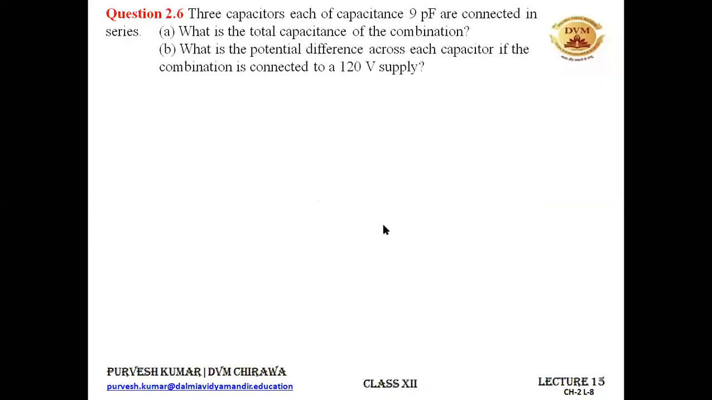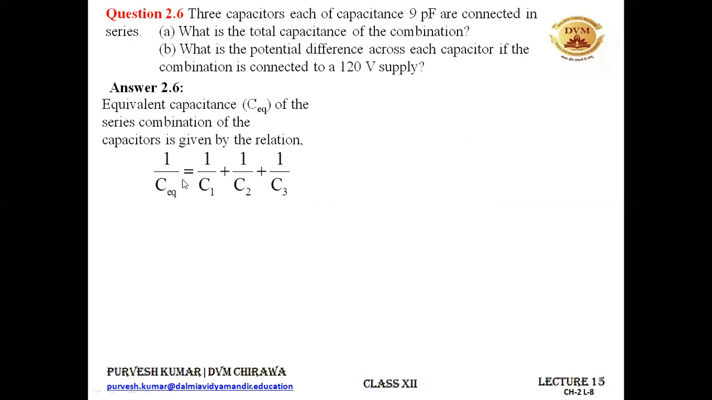So this is our question number 6. It says 3 capacitors, each of capacitance 9 picofarad, are connected in series. We need to find the total capacitance of the combination and also the potential difference across each capacitor if the combination is connected to a 120 volt supply. Very simple question. You just need to apply the C equivalent formula.